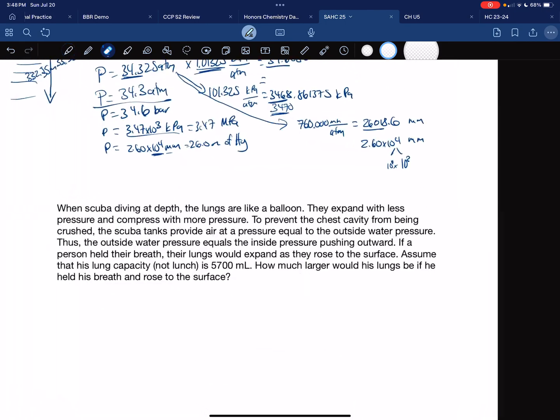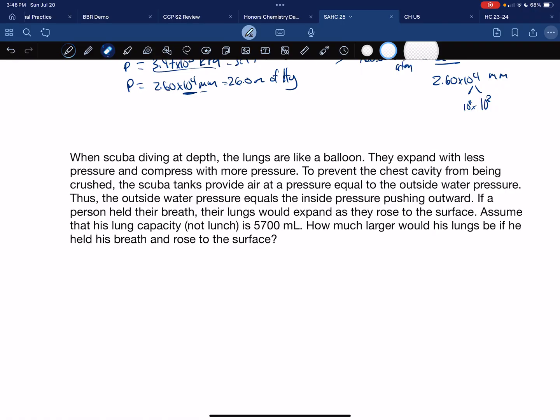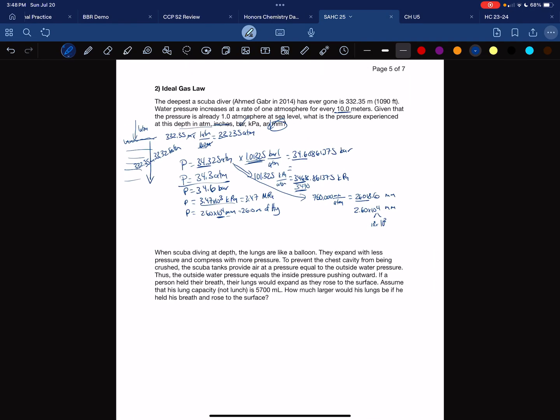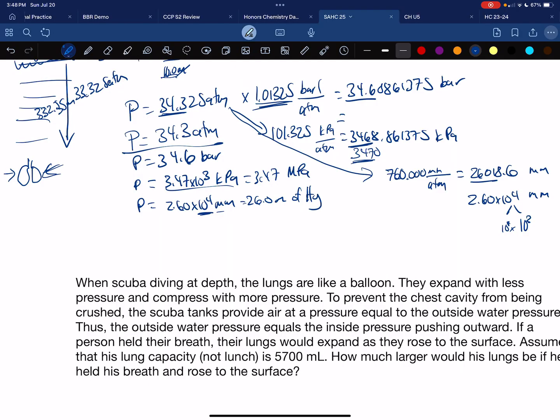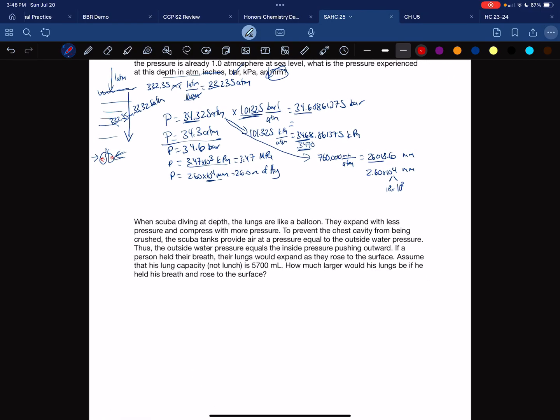All right, so we see here that when you're diving at depth, the lungs are like a balloon in terms of their expansion and compression. So if someone is way down below the surface, their lungs are going to be compressed incredibly, in fact by 34 times the pressure that we experience on Earth. That would be really compressing those lungs. But the scuba tank puts gas in to equal that, so our lungs stay the same size. There's this huge 34 atmospheres of pressure on the inside pushing out to make sure our lungs don't compress.